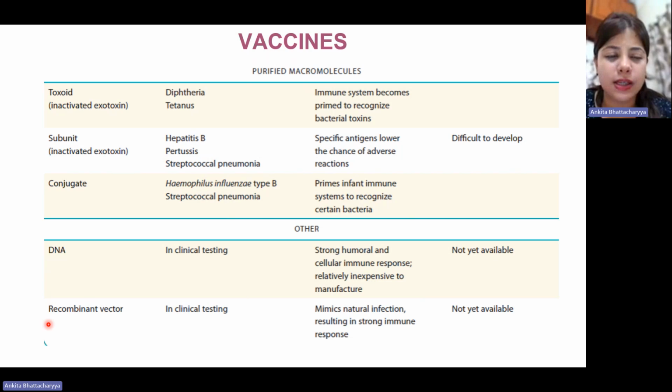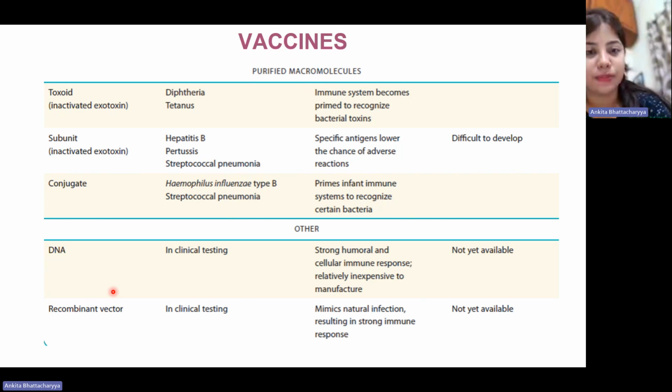I will not be discussing DNA and recombinant vector vaccines today. You can look these up. They are easy to access online. You'll find a lot of interesting information regarding DNA vaccines, particularly. So if it is something which is quite interesting to you, something you might want to pursue in the future, please go ahead and look at these topics. They're very, very interesting, but yes, they're difficult to comprehensively explain in just one session. So you can look at that.